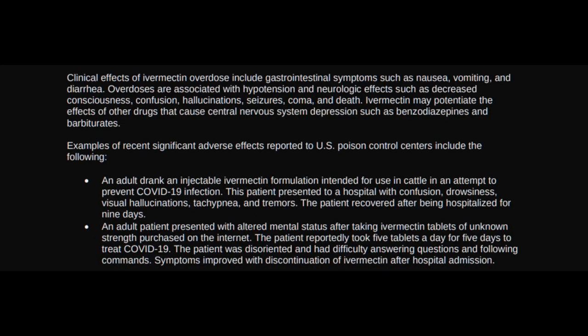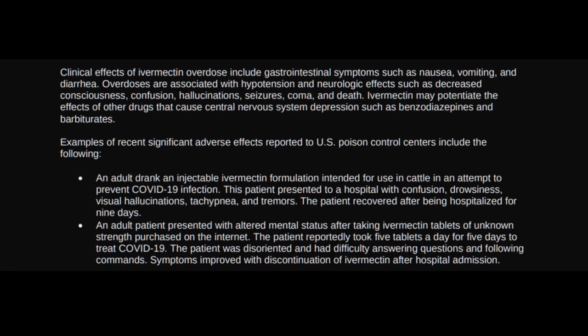Clinical effects of ivermectin overdose include gastrointestinal symptoms such as nausea, vomiting, and diarrhea. Overdoses are associated with hypotension and neurologic effects such as decreased consciousness, confusion, hallucinations, seizures, coma, and death. Ivermectin may potentiate the effects of other drugs that cause central nervous system depression, such as benzodiazepines and barbiturates. Examples of recent significant adverse effects reported to the U.S. Poison Control Centers include the following.